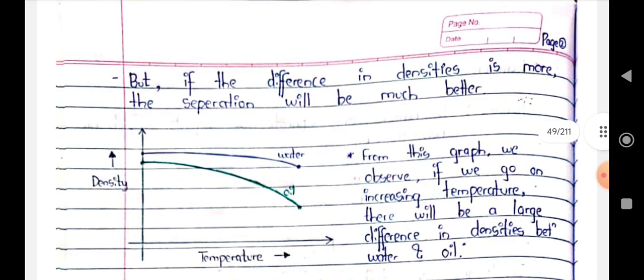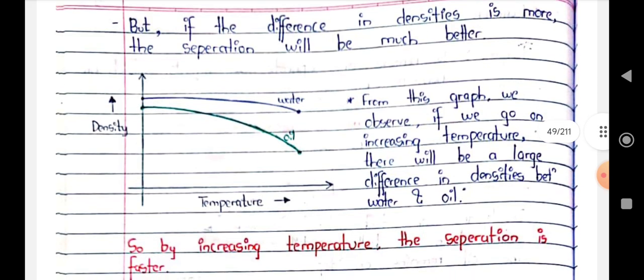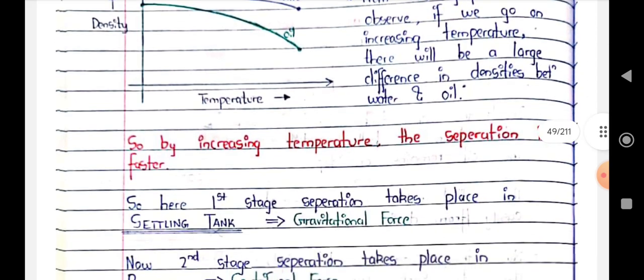If the difference in density is more, then separation will be more effective. From this temperature density graph, we can say that if we go on increasing the temperature, there will be a large gap in density between water and oil, so their separation will be much easier. So by increasing temperature, separation will be faster.